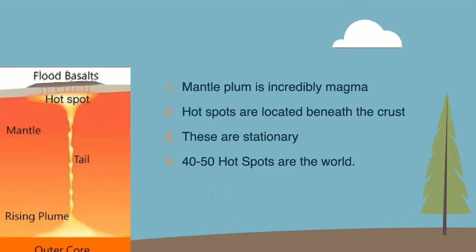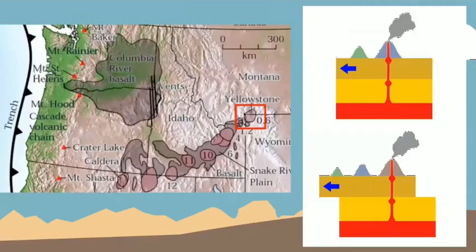Now, these hotspots cause the melting and thinning of the crust. Specifically in Yellowstone, it's the North American plate, and they allow for heat for geothermal features. Now, according to the United States Geological Survey, there's about 40 to 50 hotspots around the world, and these are stationary. And the evidence for why these are stationary is as the crust moves across the mantle plume in the hotspot, it causes these volcano chains behind them.